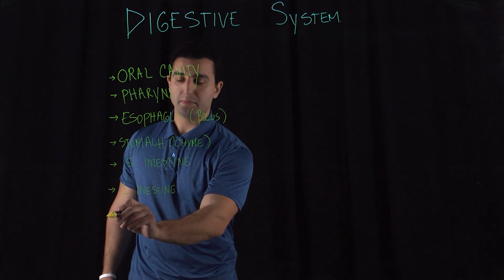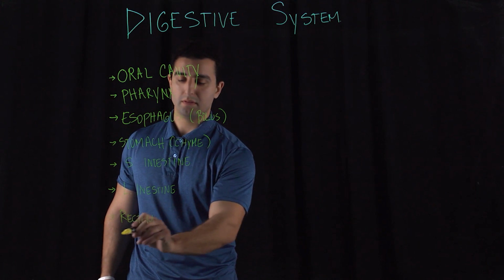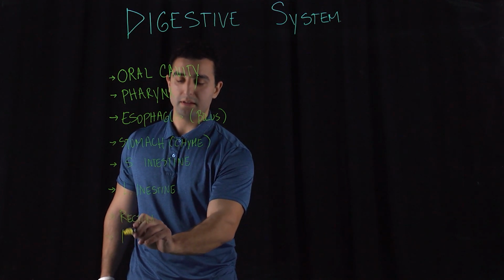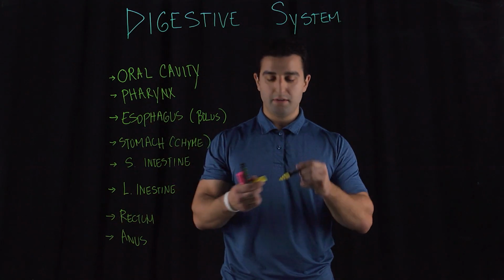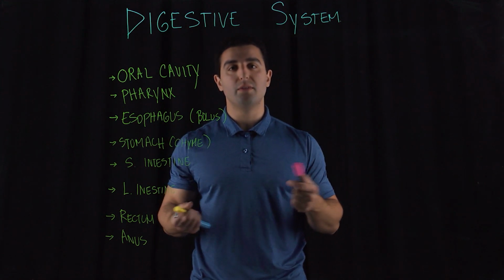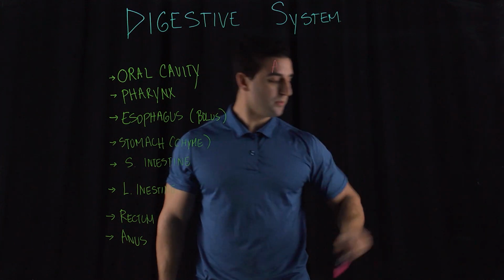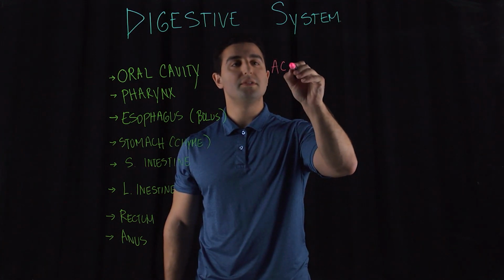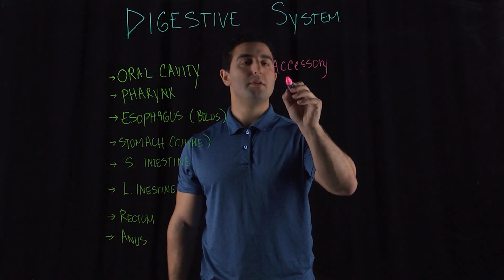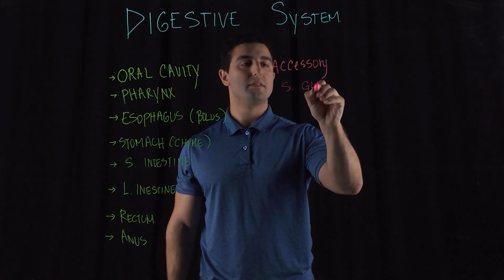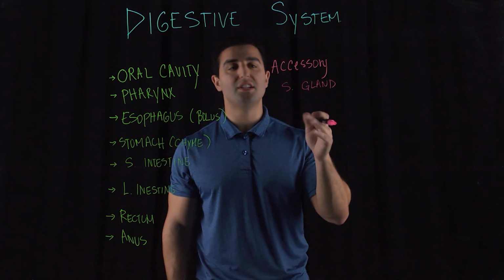And then finally, out the rectum, and then excreted via the anus, right? So these are the main components of the digestive system right here. We also have other structures that are involved in the digestive system. These are called the accessory structures. Accessory structures, right? So for example, your salivary glands. Salivary glands secrete all the saliva, the specific digestive enzymes.